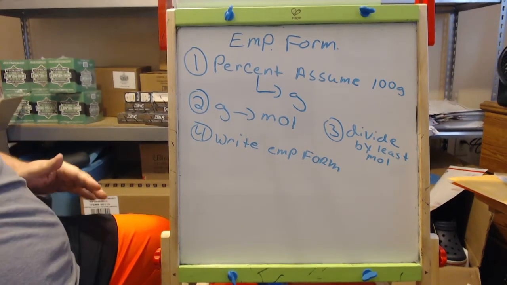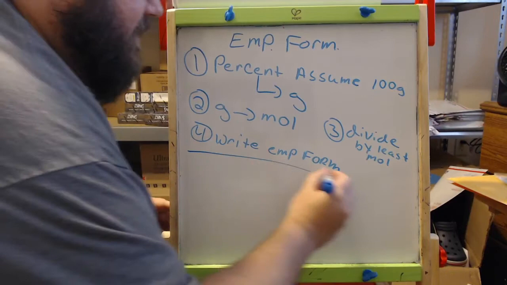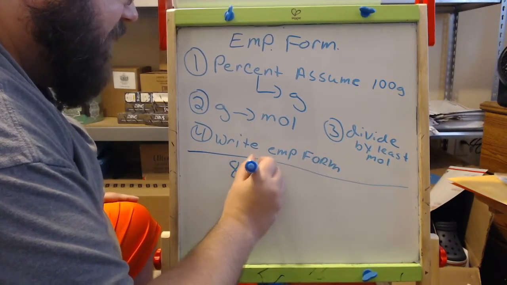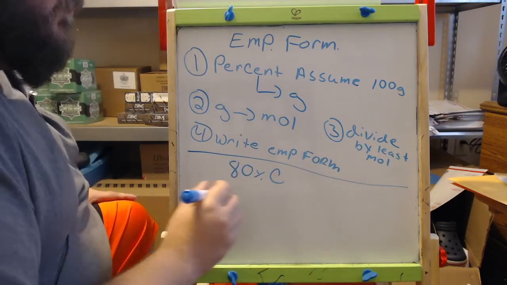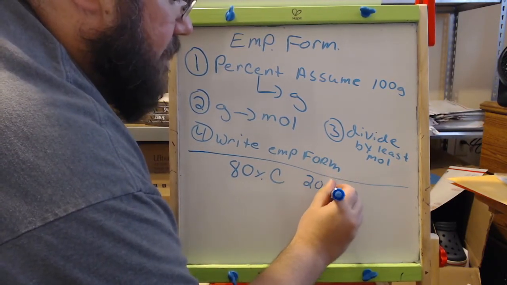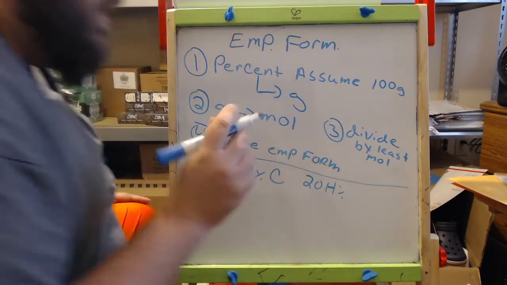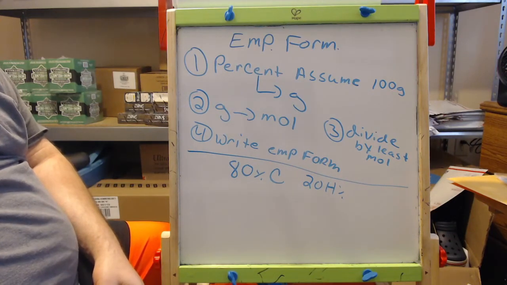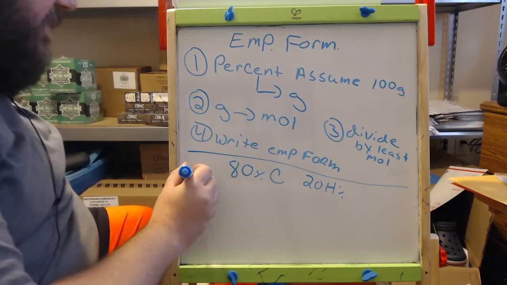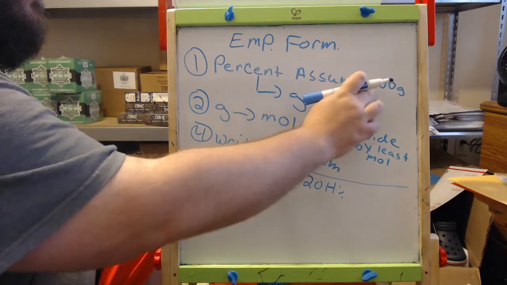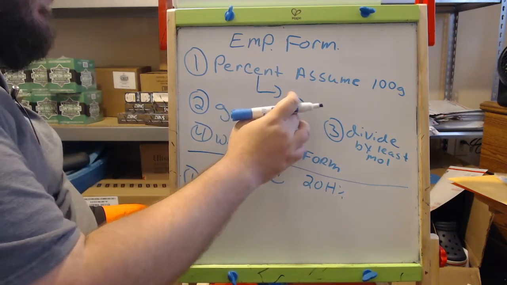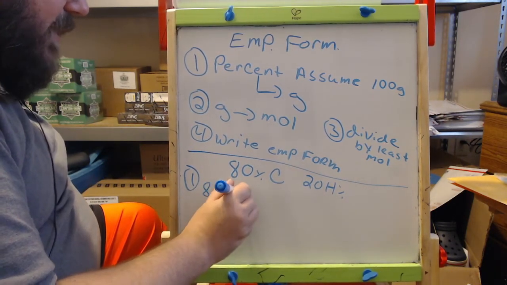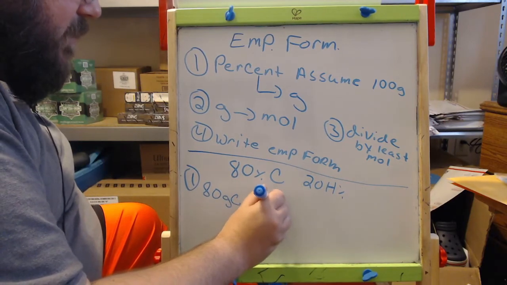Okay, this will work. All right, let's do a problem and we'll follow these steps. Let's say we've got a compound that is 80% carbon and 20% hydrogen. And I want you to write out the empirical formula for this compound. All right, let's follow the steps. Step one, assume you have 100 grams so that the percentages become the grams. So I have 80 grams of carbon and 20 grams of hydrogen.